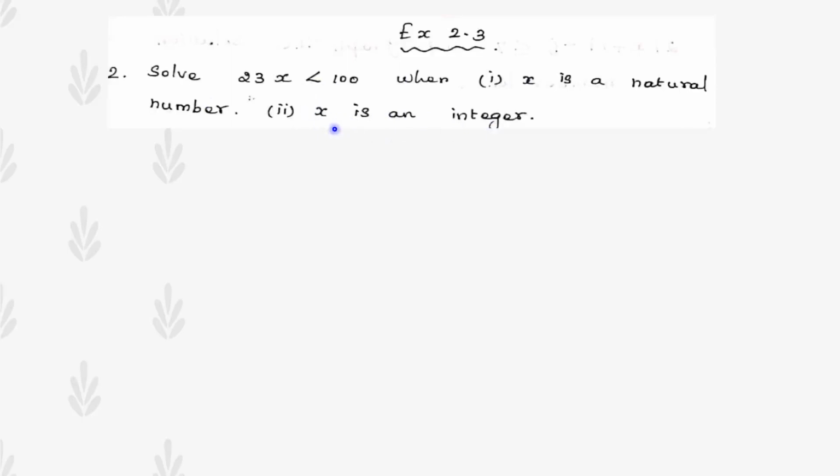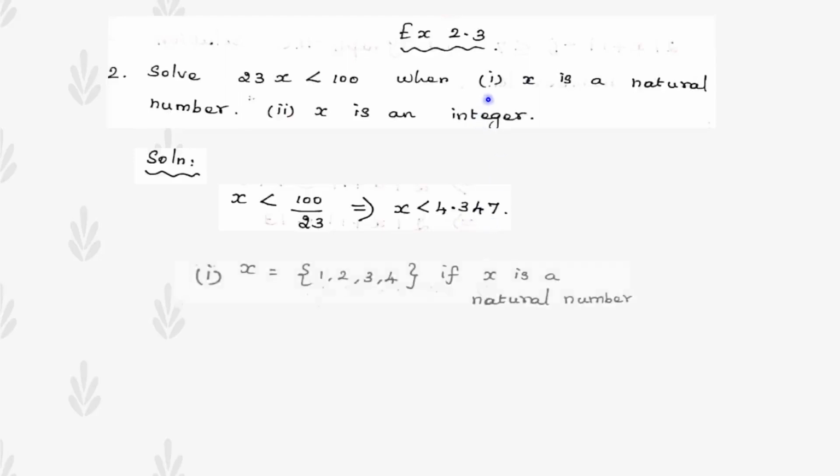Let us see the solution. For that, first you have to write the given question, that is 23x less than 100. Therefore x is less than 100 divided by 23. If you divide, you will get the answer as x less than 4.347. Okay, so the x value is always less than 4.347.